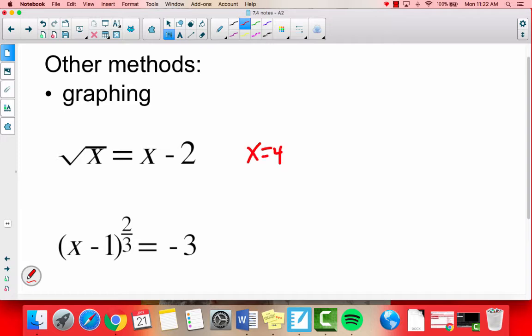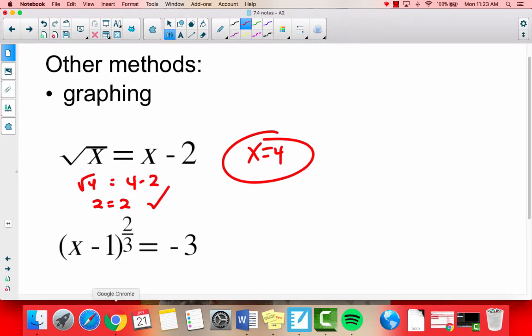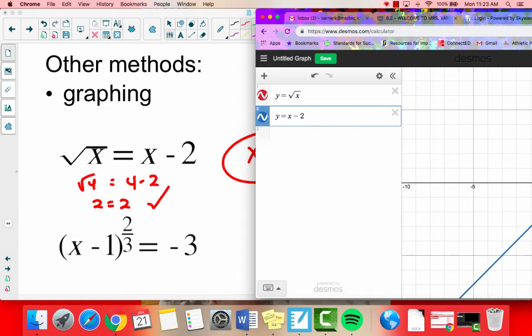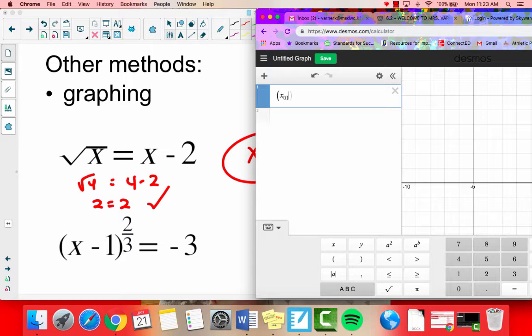And you could always plug it in and see if it works. Square root of 4 equals 4 minus 2. Well, 2 does equal 2, so that works. Okay, so graphing can be really quick if you have your computer because you can just type in the equations, see where they cross. This other example that I have here, we have (x minus 1) to the 2/3, oops.